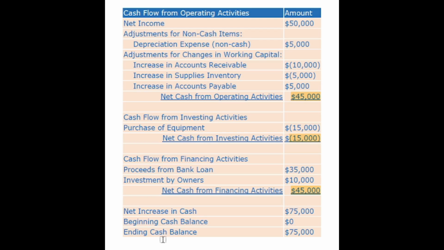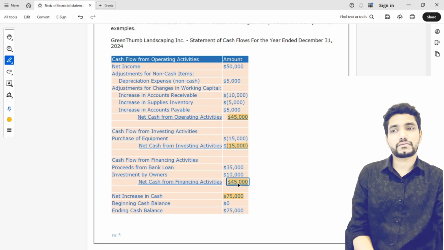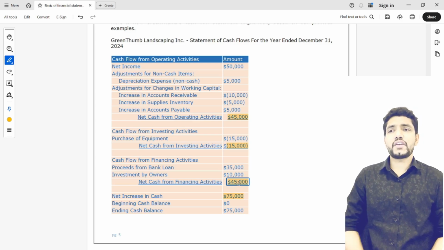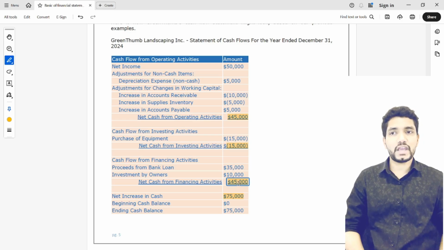So how do you calculate the net cash flow? You have to add up all these things, which means the 45,000. This is a minus number, so you have to reduce it. Minus 15,000 plus 45,000. That means 75,000. So the net increase in cash during this period is 75,000. So in this way, you can prepare the statement of cash flow.